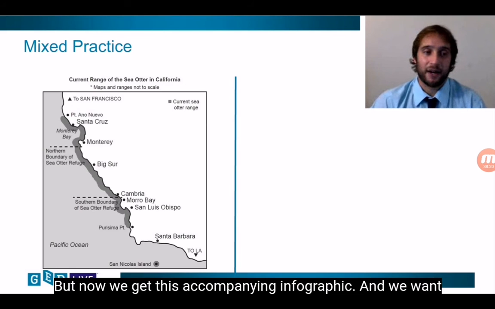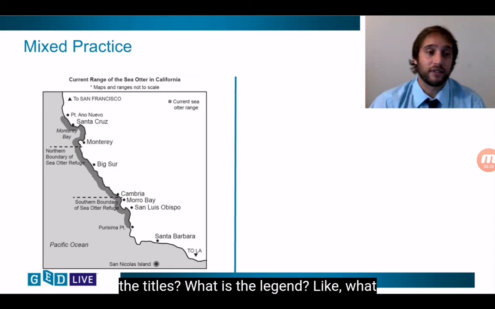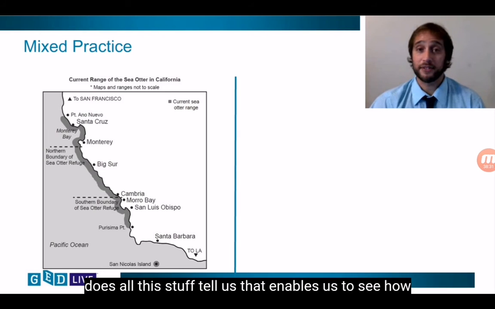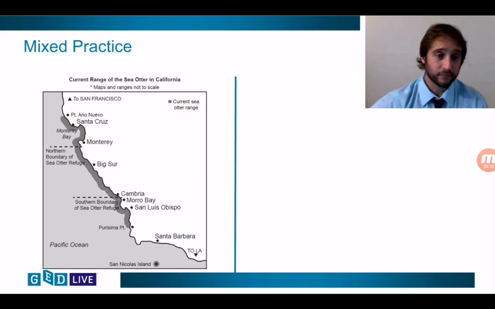But now we get this accompanying infographic. And we want to take a look at this infographic to see, hey, what are the titles? What does the legend, what does all this stuff tell us that enables us to see how this connects with the passage we just read?